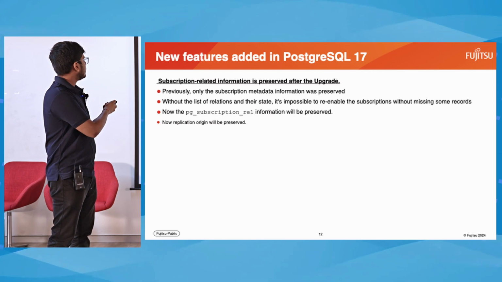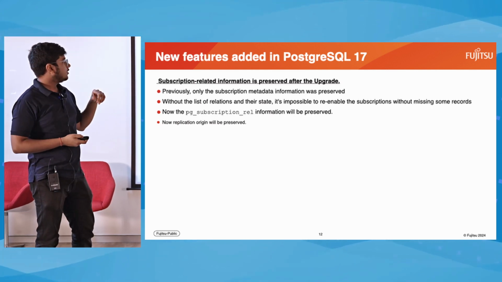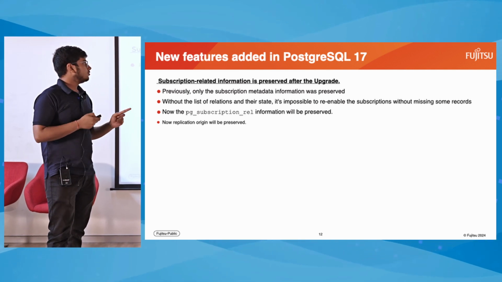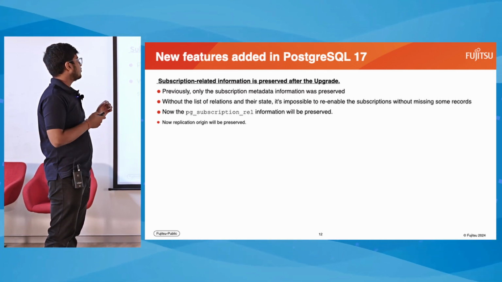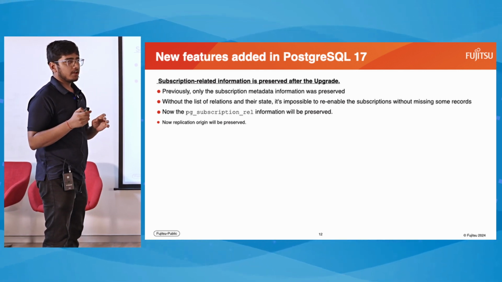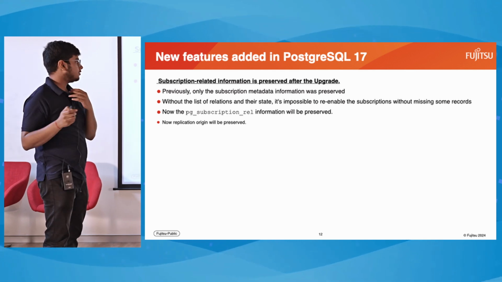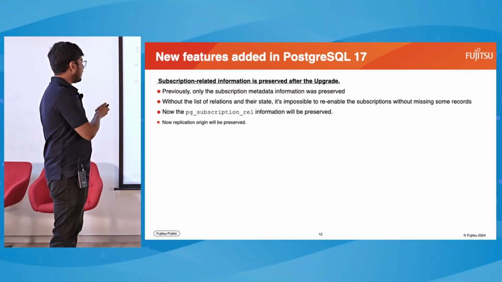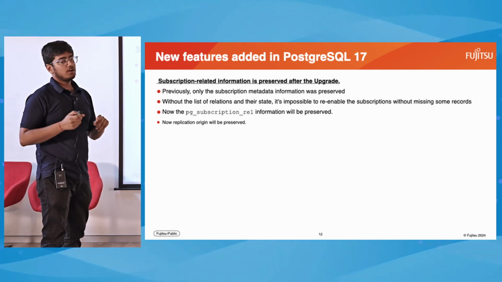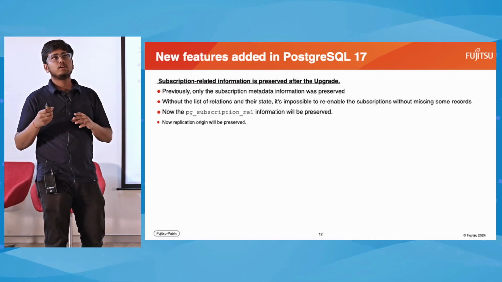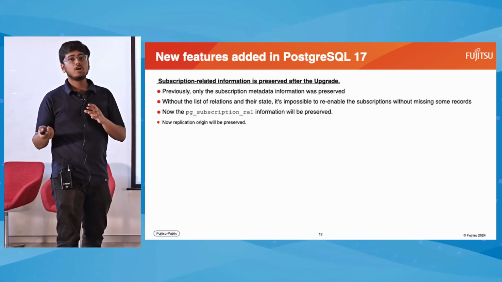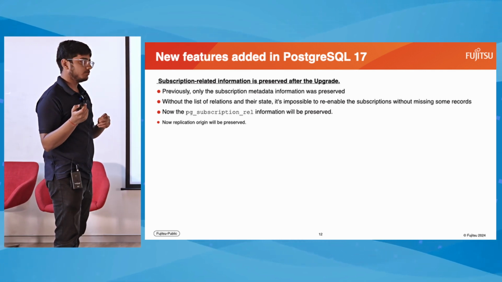Now moving on to the next slide. Another feature added in PG17: till PG16, during upgrade only the subscription metadata information was stored. We didn't have the states or LSN values. Since we didn't have the list of relations and their state, it was not possible to restart the subscription without losing any data, so we had to recreate the subscription from scratch.